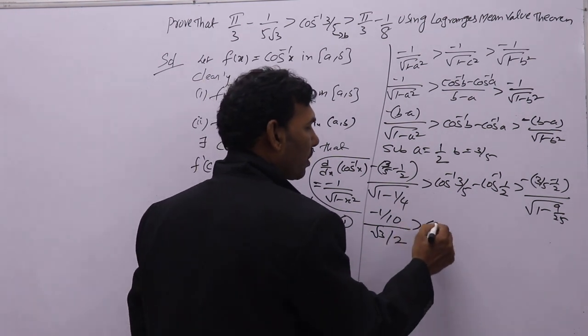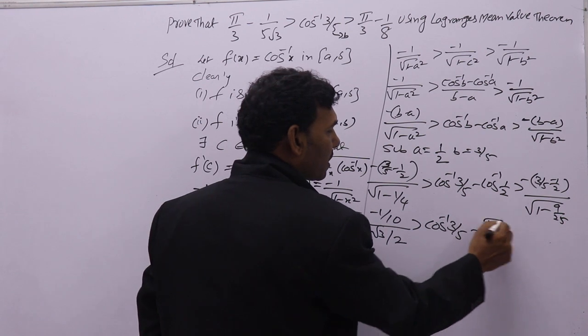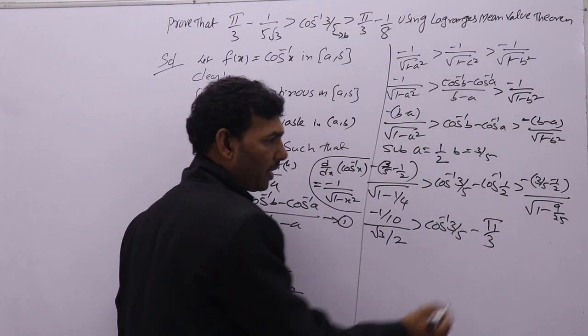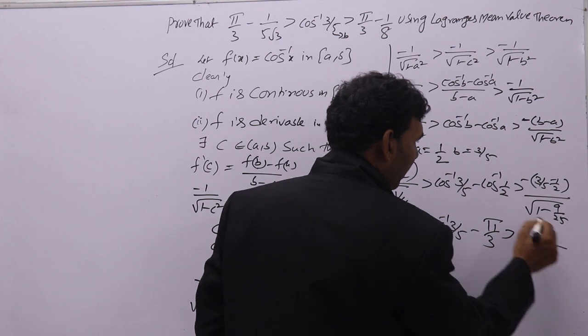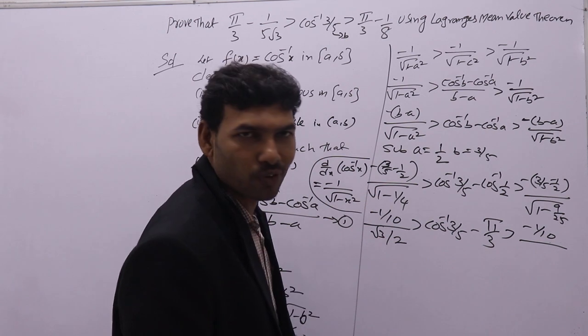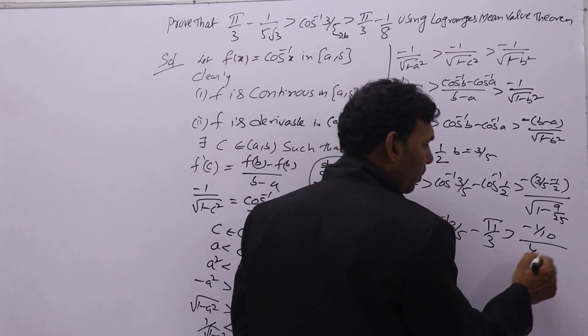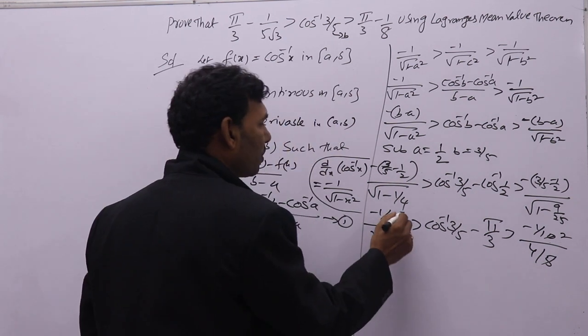Greater than cos inverse 3 by 5 minus cos inverse of 1 by 2, which is pi by 3, is greater than, the same value here also you will get, minus 1 by 10. Like the previous sum, 25 minus 9 is 16, 16 by 25, root of 16 by 25 is 4 by 5. 5 1s are 5, 5 2s are 10, here also 2 1s are 2, 2 5s are 10.